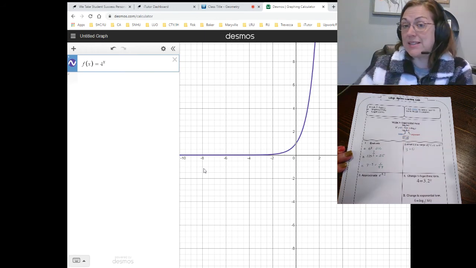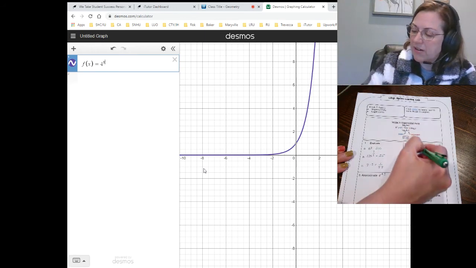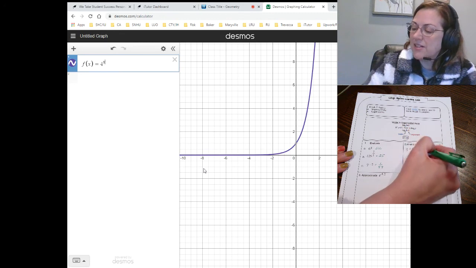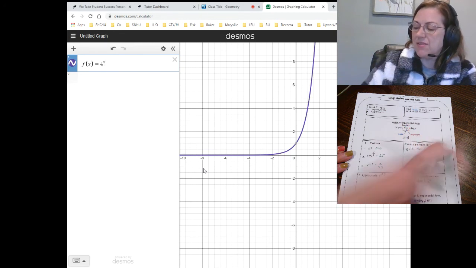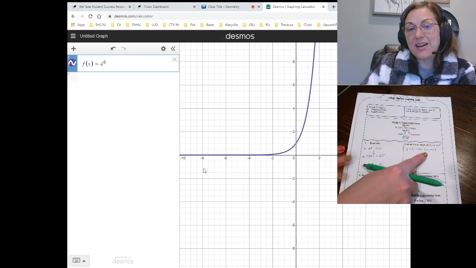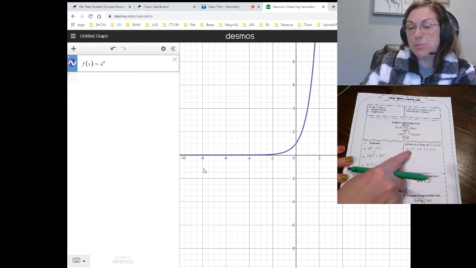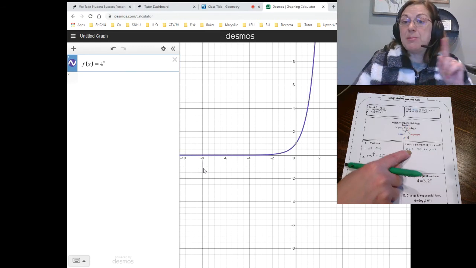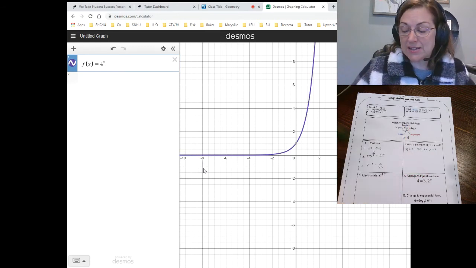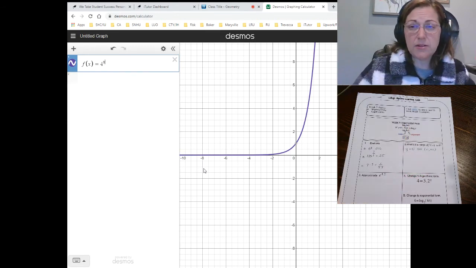Or if we need to say it in interval notation, we can say that it starts at 0 and goes to positive infinity. Notice that I did not include the 0, and that's because I did not have the equal to underneath the inequality. That's because this graph never touches the x-axis. It gets really, really close, but it never touches.